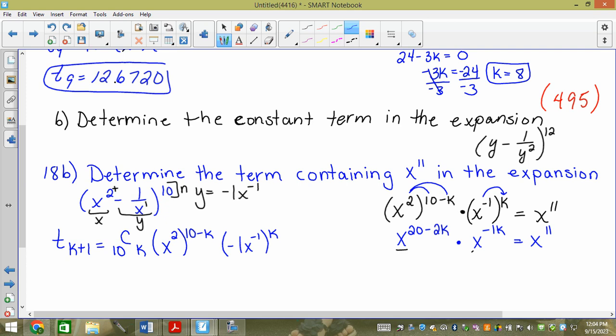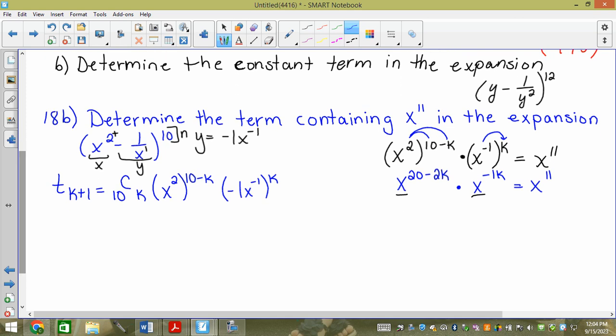Back to grade 10 math. If I have two bases that are the same, I add the exponents. So I am going to get x to the 20 minus 2k minus 1k equals x to the 11. And I can collect like terms, if we're talking grade 10 again. So we get x to the 20 minus 3k equals x to the 11.